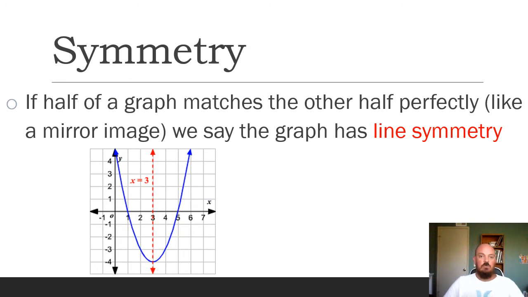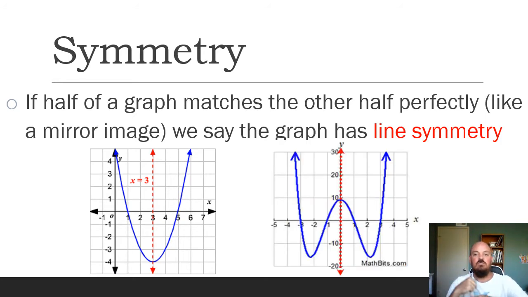So here's an example. If you look at the graph here, the name of that is called a parabola. But that dotted red line where it says x equals 3, if you imagine taking the blue graph and folding it over on the red line, it's exactly the same on both sides. It's a mirror image, or it folds over on top of itself.